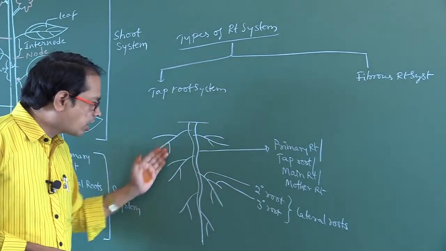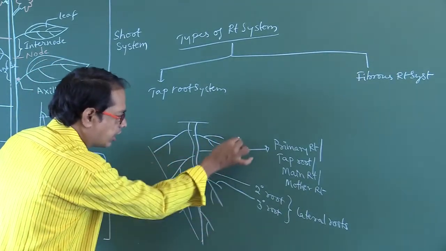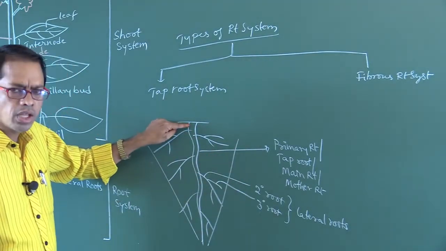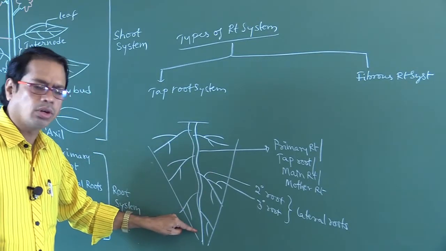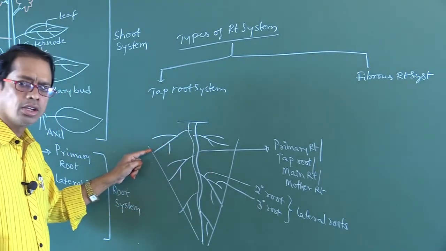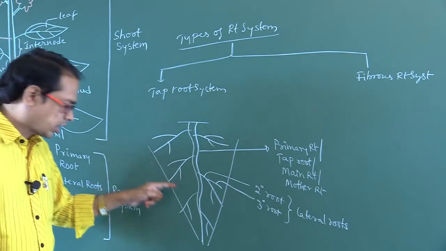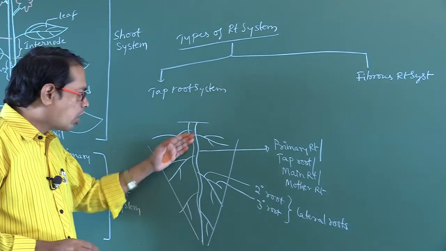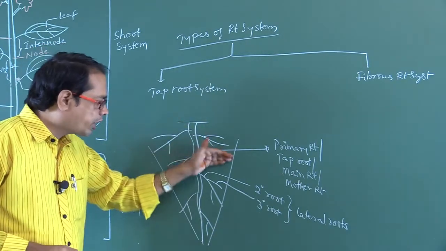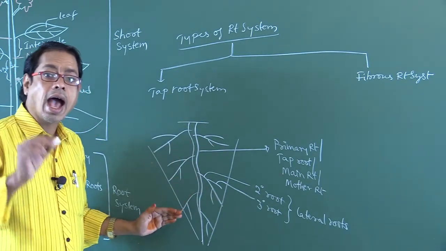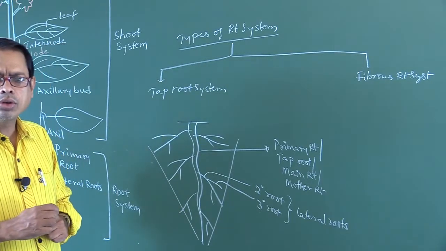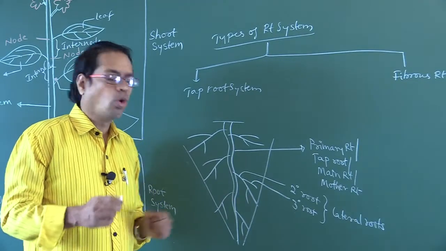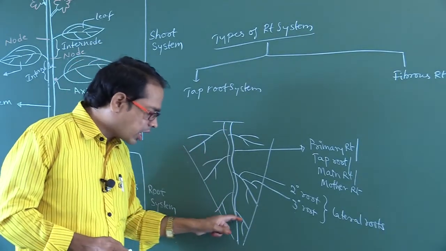Lateral roots are obliquely arranged. This is the base of the root. This is the terminal part of the root. The base of the root contains somewhat longer lateral roots. The terminal part of the root contains shorter lateral roots. So all the lateral roots are arranged obliquely and in acropetal manner. Acropetal means older are at the base and younger are at the tip.